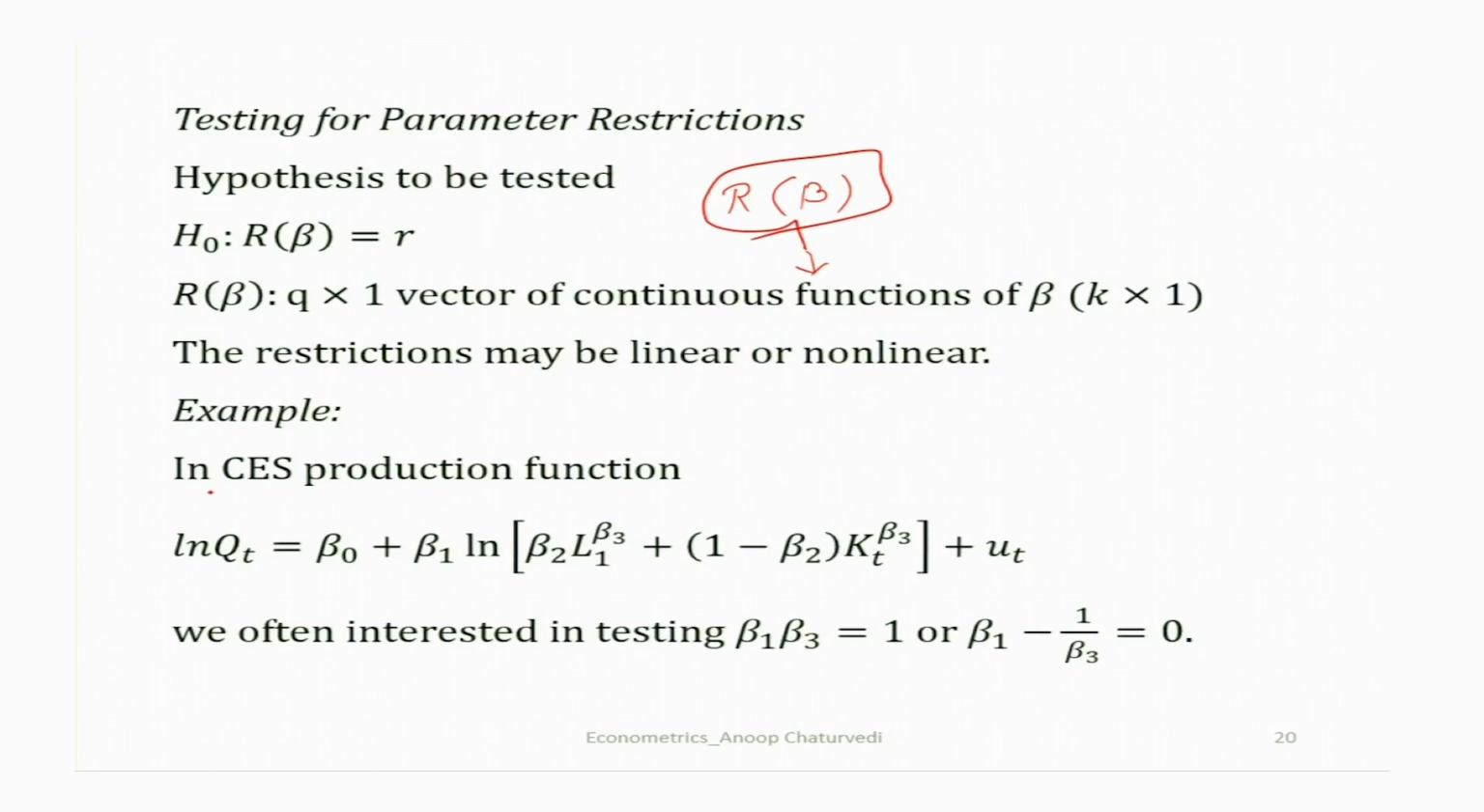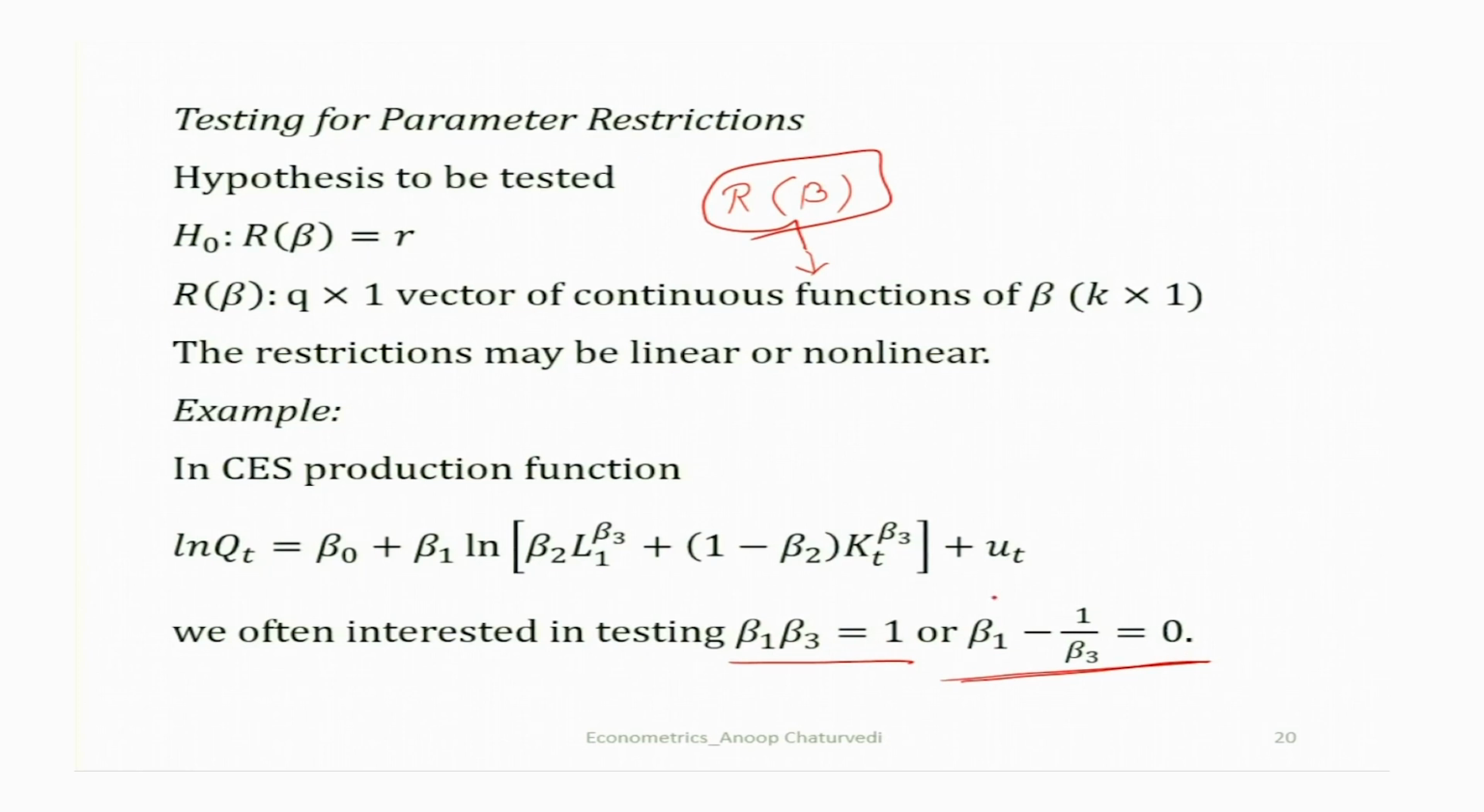Say, for example, in the CES production function, you have the model log q_t equal to beta naught plus beta 1 log [beta 2 L_t to the power beta 3 plus (1 minus beta 2) K_t to the power beta 3] plus u_t. And we are often interested in a hypothesis of this form: beta 1 into beta 3 equal to 1, which is equivalent to the hypothesis that beta 1 minus 1 upon beta 3 equal to 0, because beta 1 is equal to 1 upon beta 3. So, you have this hypothesis.